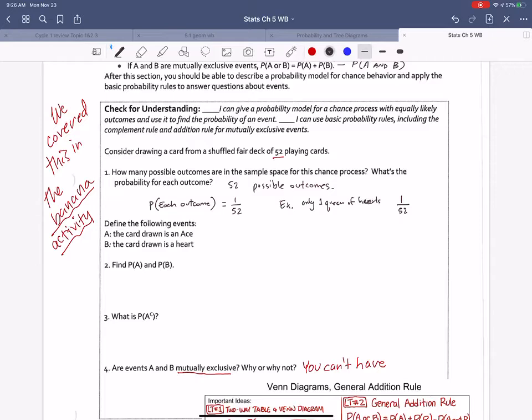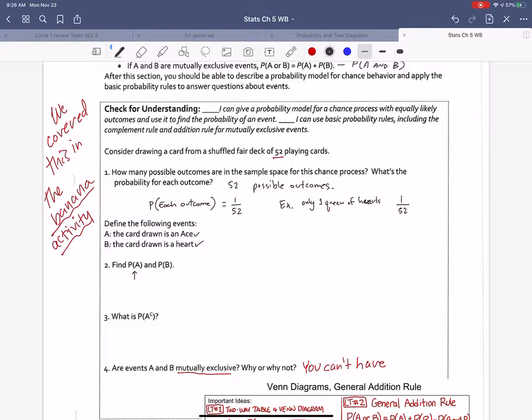Now it says, define the following events. A: a card drawn is an ace. B: a card drawn is a heart. Each of those are specific events. Find the probability of A. Some students know this information, other students might have to look it up. But it's important to note, they do assume on the AP test that you know and understand a standard deck of cards, that there are 52 cards in a deck, and that there are 4 suits.